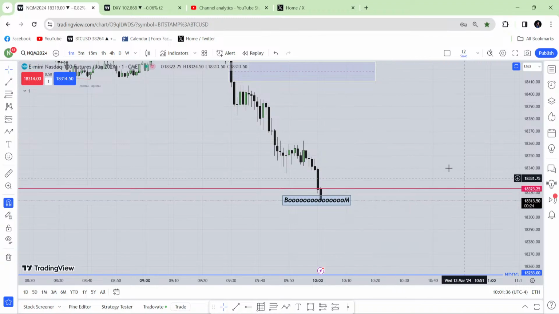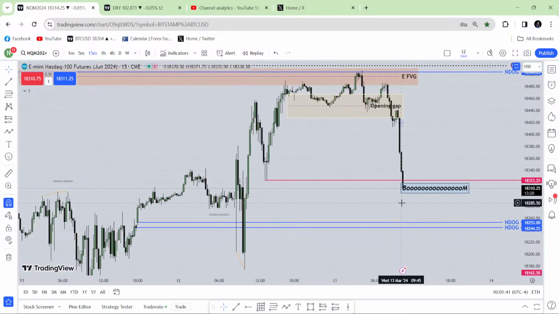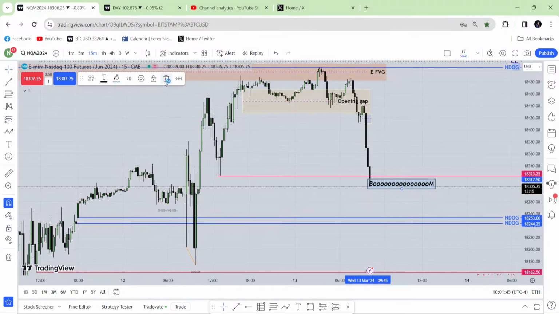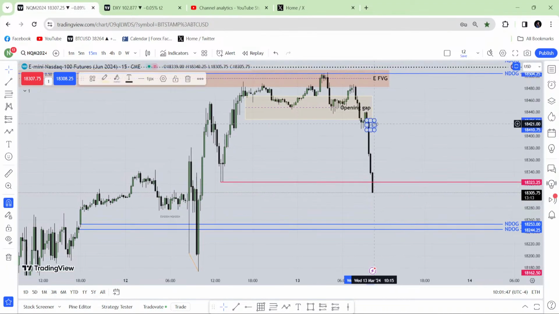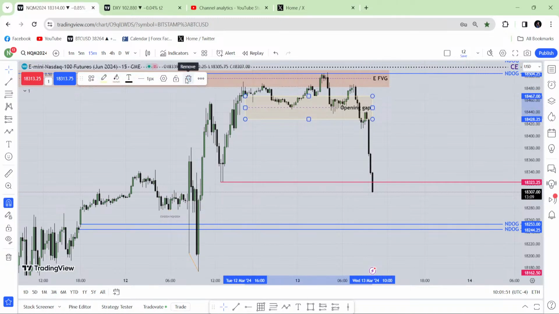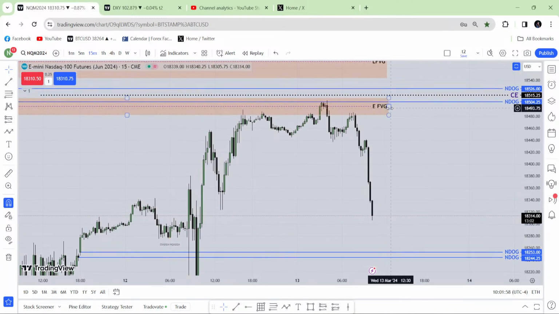Okay. So it has done its primary job. So I have to wait now to see another opportunity to take sell. I'm going to remove this opening gap as well because that has done its job already and it has taken this liquidity. So I'm going to remove it.